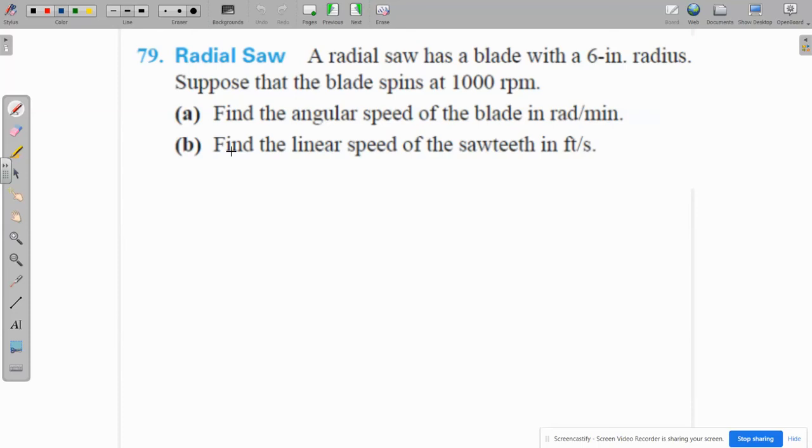In some problems, you might be asked to find the angular and linear speed, but sometimes it might require you to change some units that you're working with. So let's look at this example of a radial saw. A radial saw has a blade with a 6-inch radius. Suppose that the blade spins at 1,000 RPM, so rotations per minute or revolutions per minute. Find the angular speed of the blade in radians per minute.